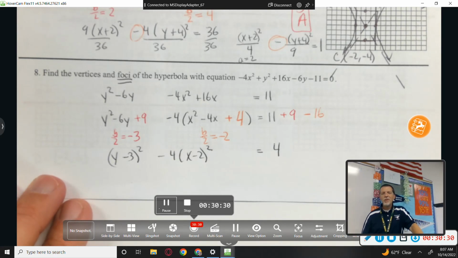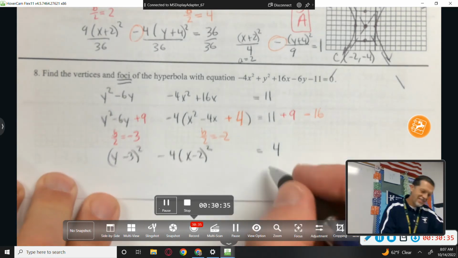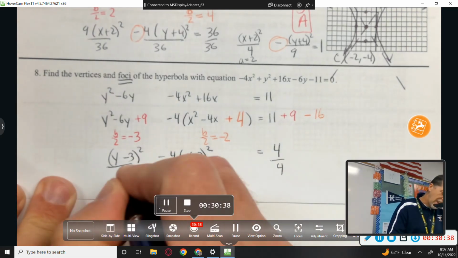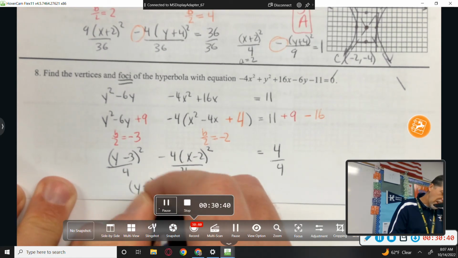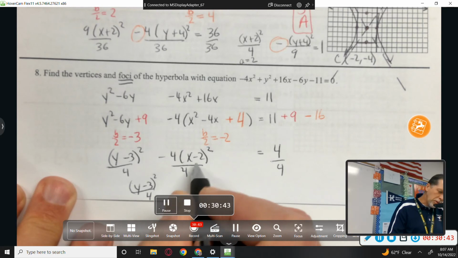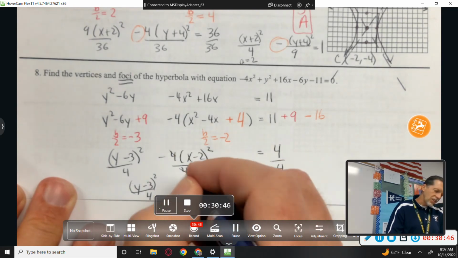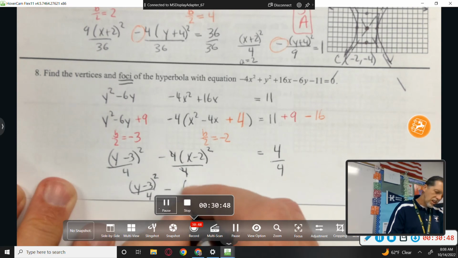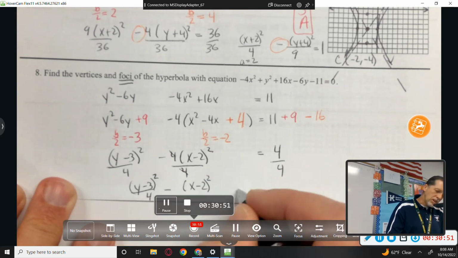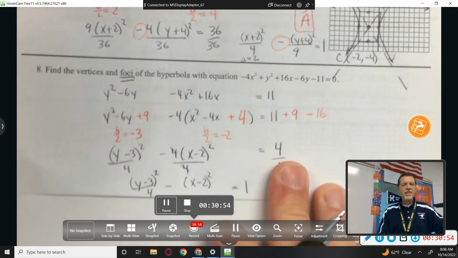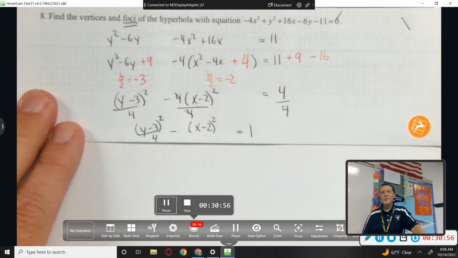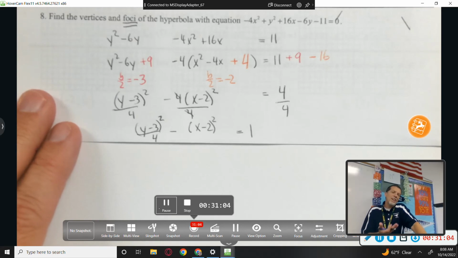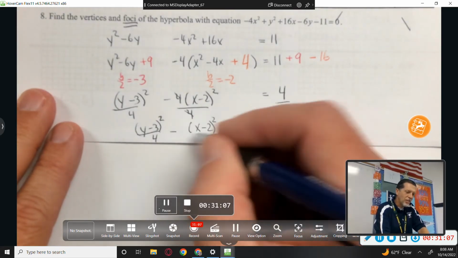Pick on Noah one more time. Noah, what do you want to do next? Divide by 4. What do you want to do with this x stuff? Because the 4's cancel. So it wouldn't be wrong to write it like that. Just looks a little bit funny. What could you do to make it look more like a hyperbola? Put it over 1. It's not wrong like that, but it just feels like it doesn't look right. So I'm going to put it over 1.